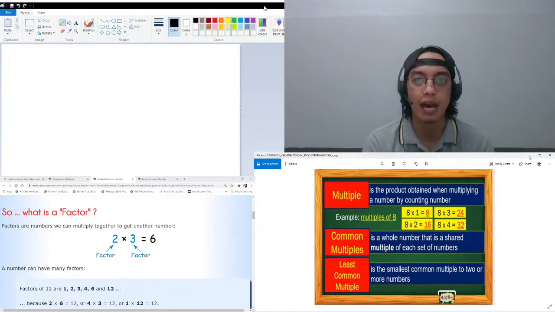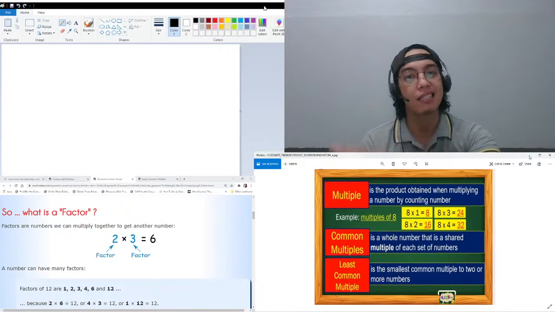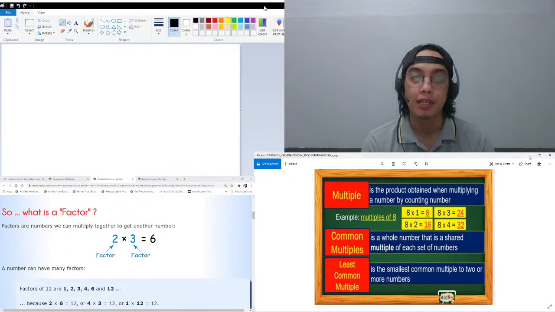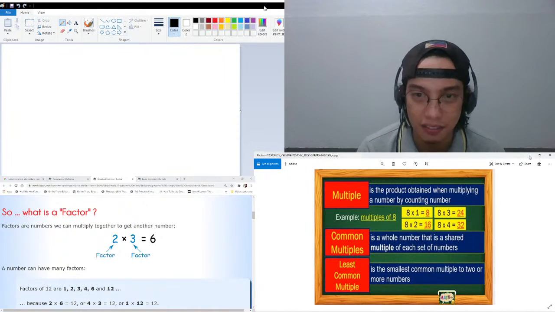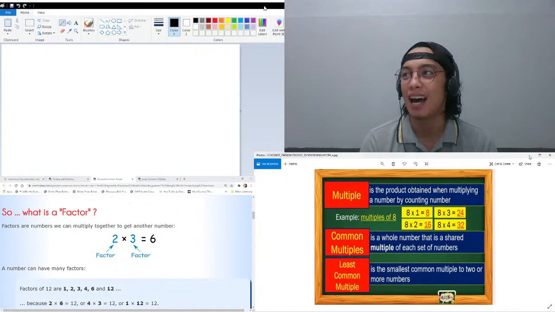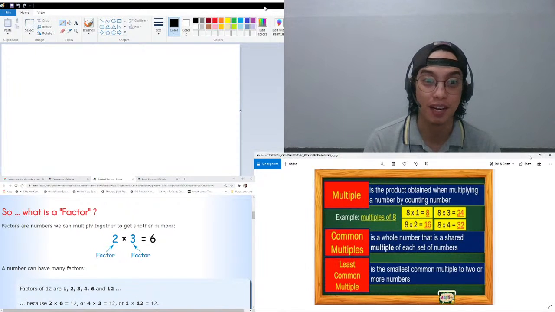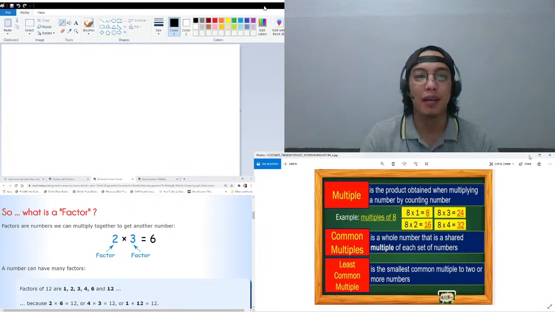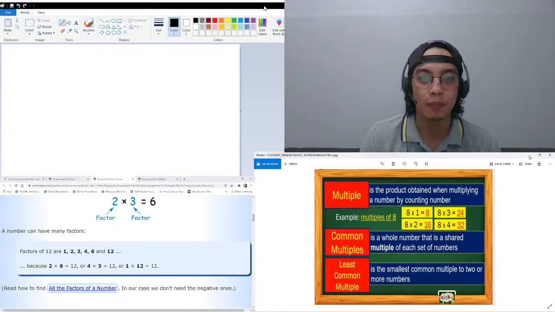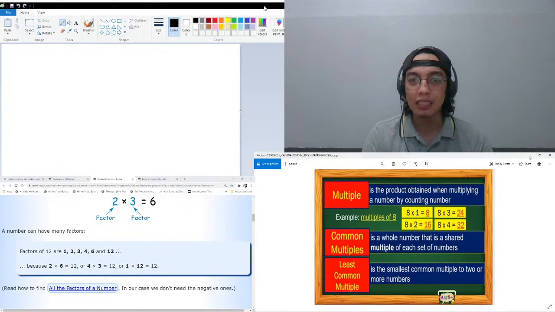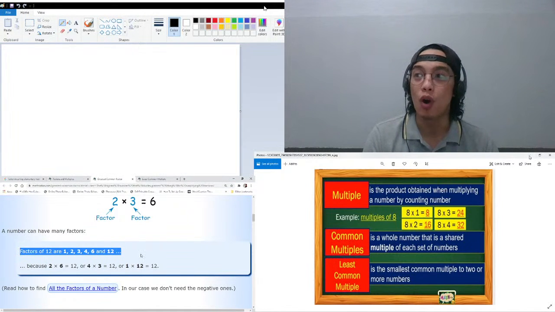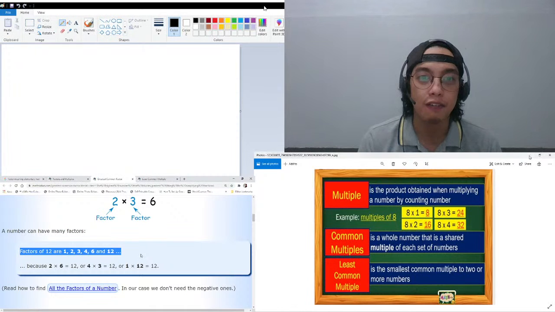Okay, please just remember that. 2 times 3 is 6. Unsa pa may lain? 6 times 1, 1 in itself. Apil na siya sa factor. 1 times 6. So, muna siya factors. Okay, don't forget that. Now, atong gibalikan na ang 12. The factors of 12 are 1, 2, 3, 4, 6, and 12.